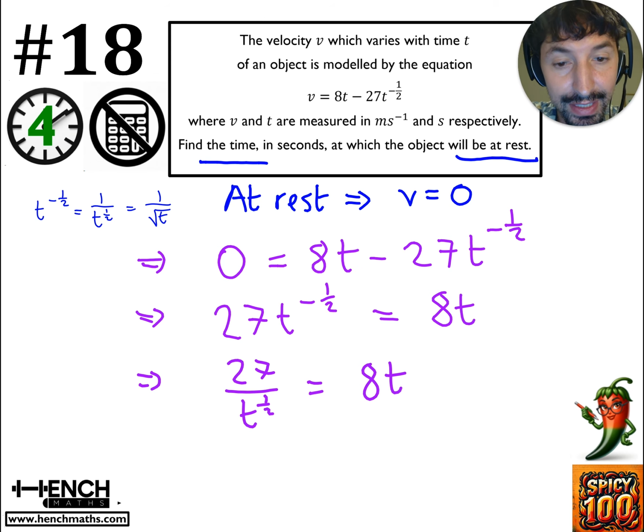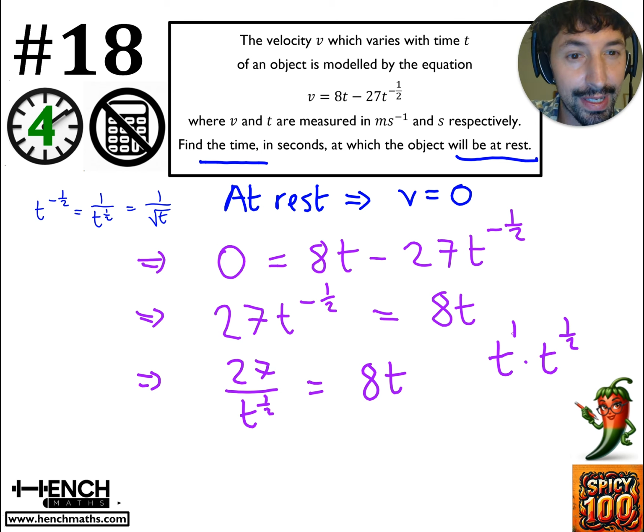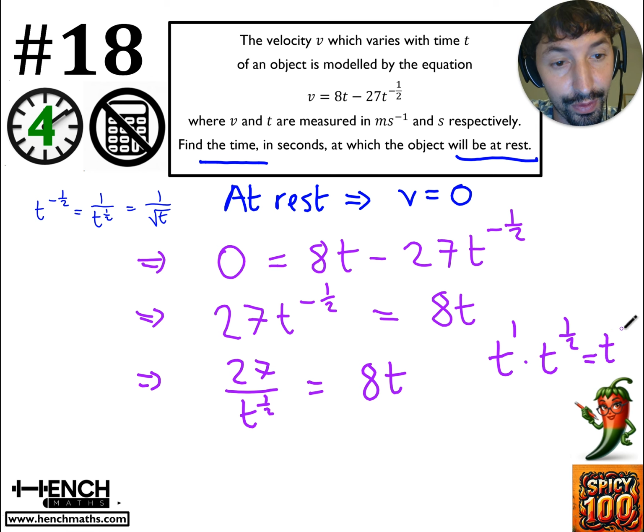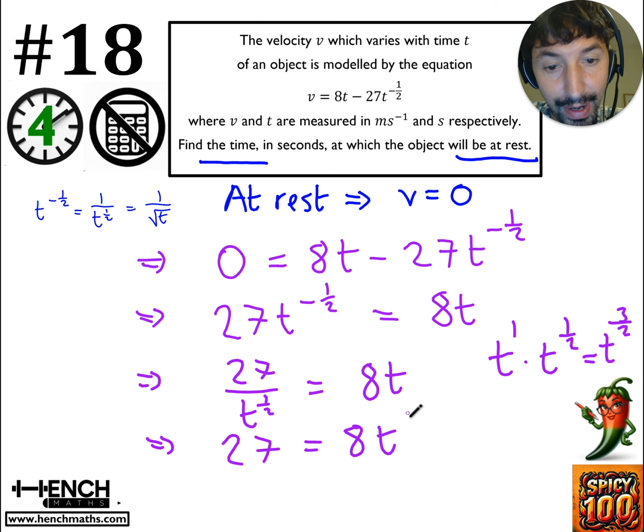So we can multiply the t to the power of half up to the 8t. So t multiplied by t to the power of a half. Remember, t on its own is t to the power of 1. When you multiply indices, you add them. So 1 plus a half is 1.5 or 3 over 2. It's good to work with fractions here. So we're going to get 27 is equal to 8t to the power of 3 over 2.